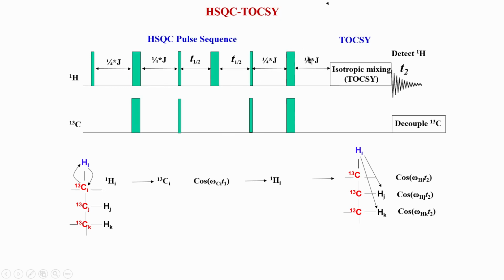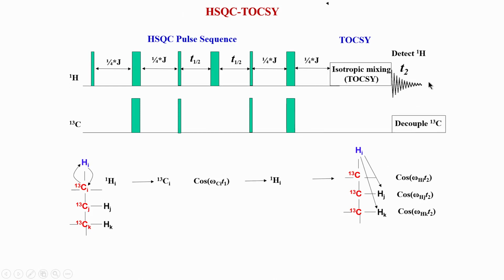So, this is nothing different from a regular 2D TOCSY, but you can see what I have done here: I have taken an HSQC part and simply added a TOCSY mixing. This is how we design or construct multi-dimensional NMR experiments. We take one experiment and we concatenate, meaning we add or append another experiment, and the combination is done in a way such that the required information comes out. So, we will look at the information now.